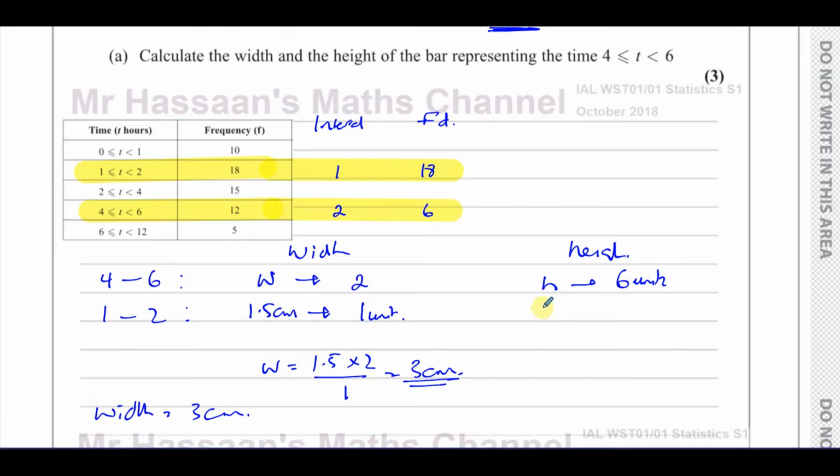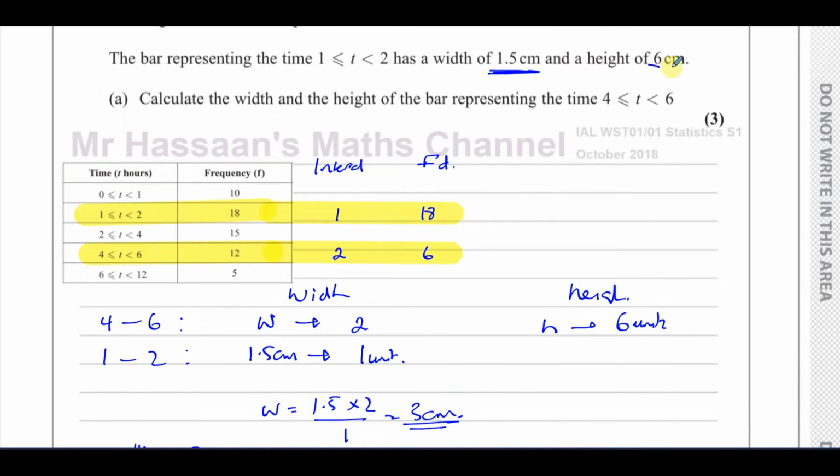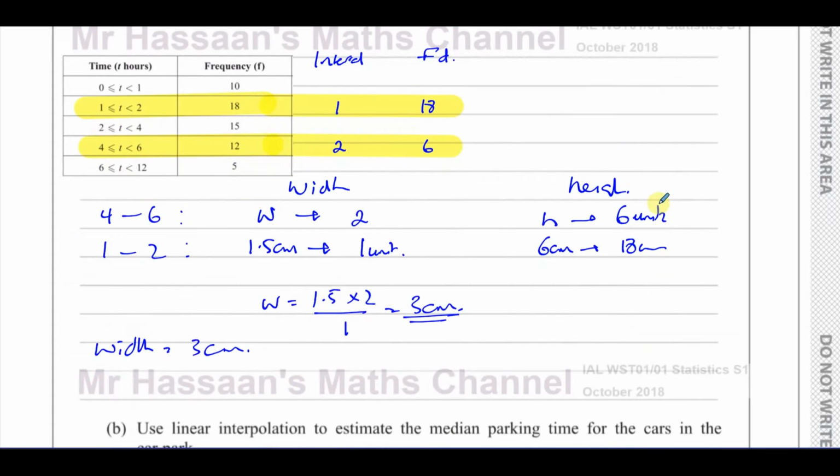And we know that this 1 to 2 bar has a frequency density of 18, and they've told us that 6 centimeters represents the 18. 6 centimeters represents 18 units of frequency density. So if we're going to work out what the height is here, we'll have 6 times 6 over 18. That cancels, it gives you 3. 6 over 3 is 2. So therefore the height is equal to 2 centimeters.